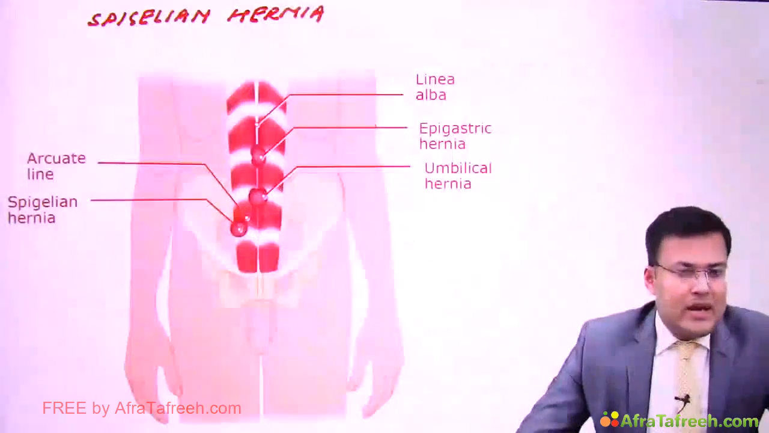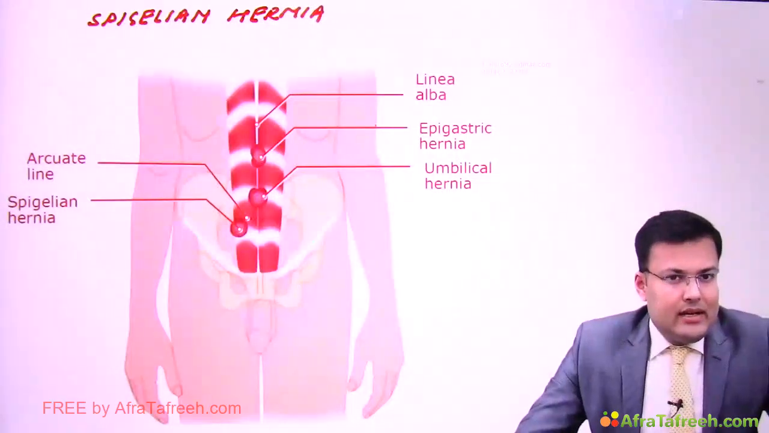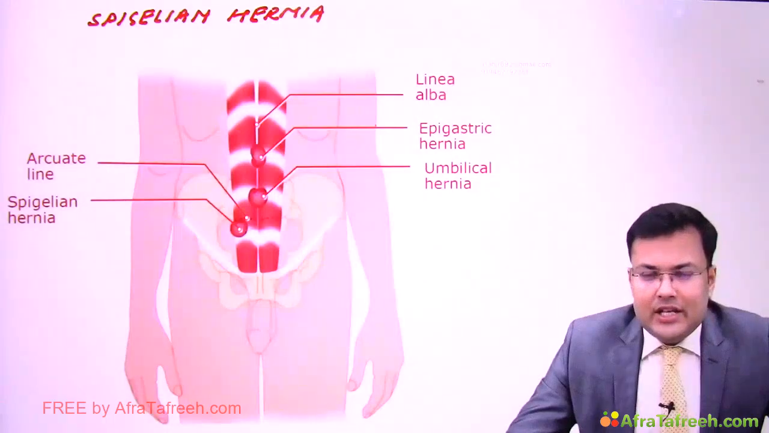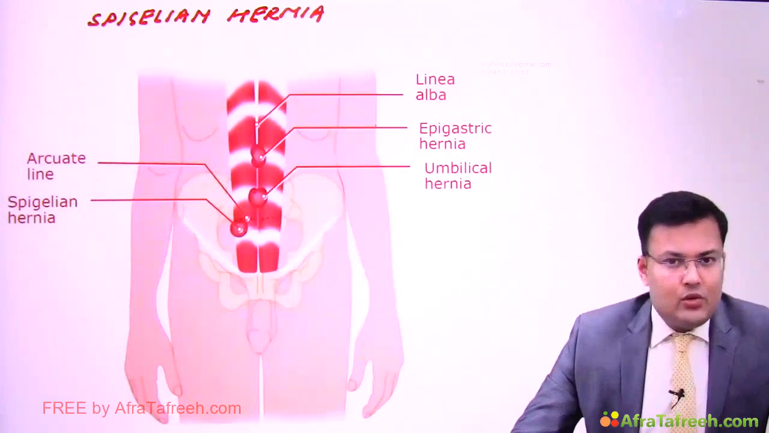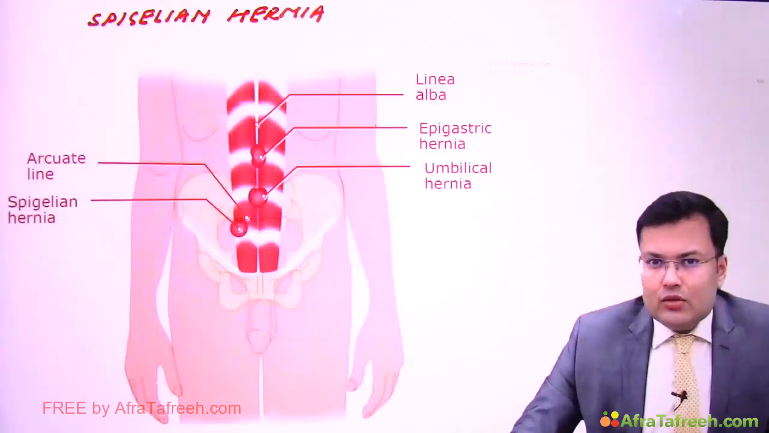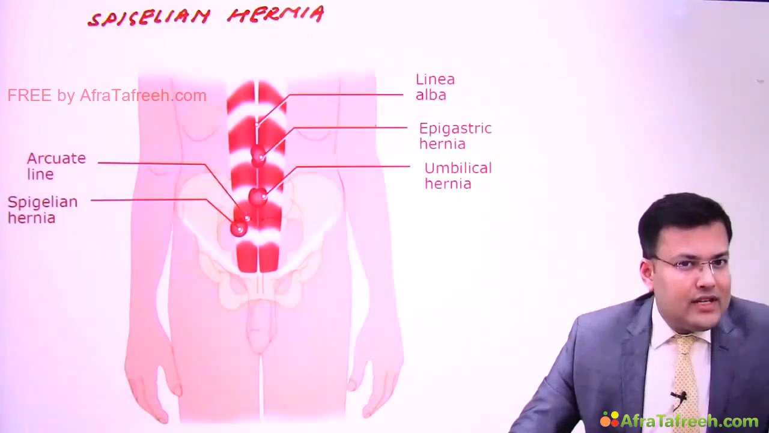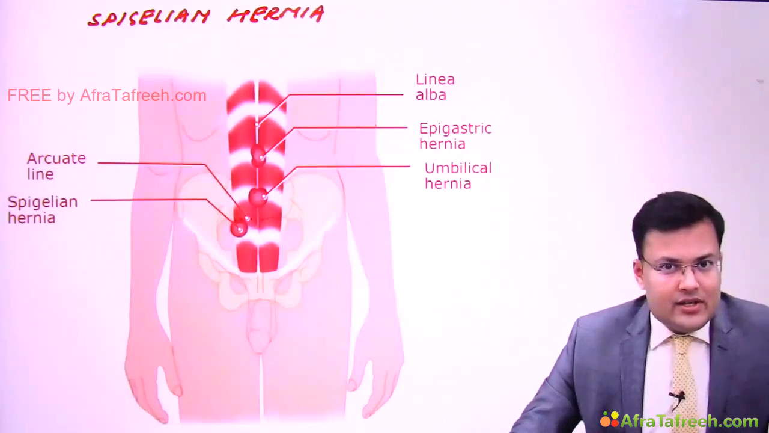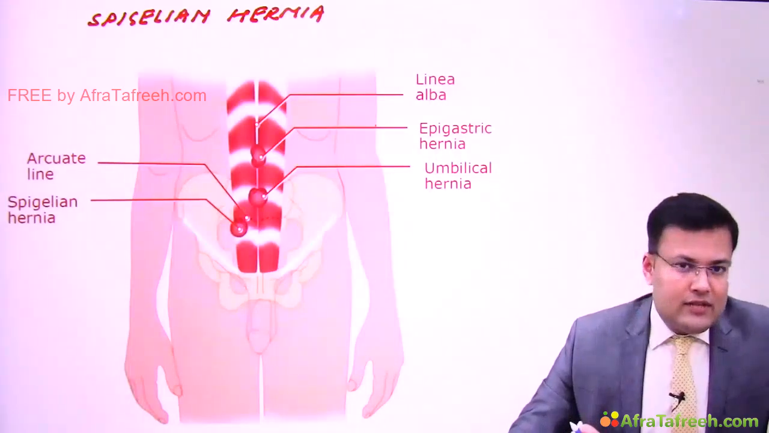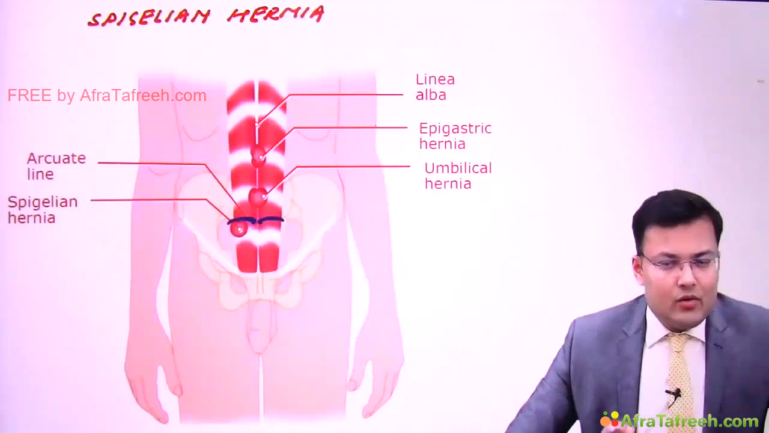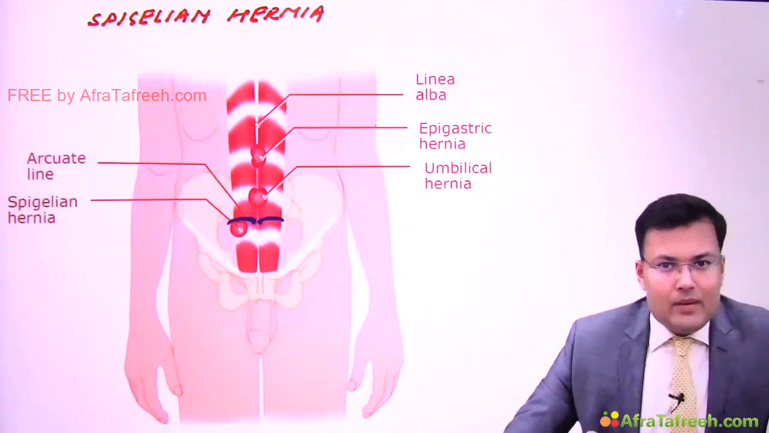Now we are going to discuss Spigelian hernia. So what is Spigelian hernia? In Spigelian hernia, there is hernia through Spigelian fascia. And what is the location of most of the hernias? Most of the hernias are located in infraumbilical region. Why? Because there is deficient posterior rectus sheath. And if you are talking about Spigelian hernia, most of the Spigelian hernias are located either at or below arcuate line. What is the location? At or below arcuate line.